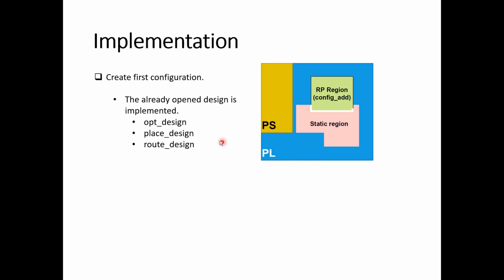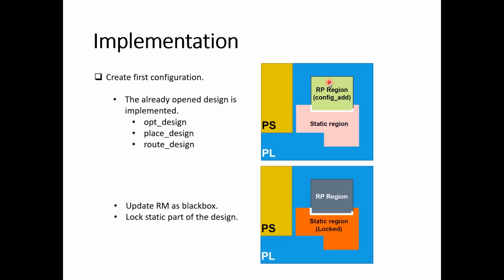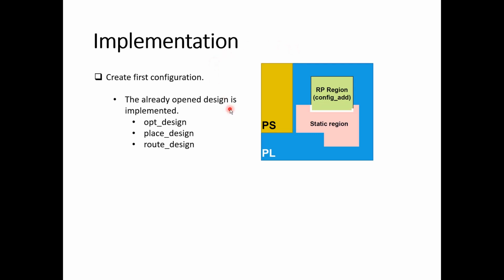So we have the synthesized design, and we will run the implementation. The implementation will optimize the design and place and route the design. But while placing and routing, it will make sure that the reconfigurable module, which we have the addition in here, will be placed and routed within this RP region that we had declared during the floor planning. Now after this is done, this concludes the implementation of our first configuration. Our first configuration is ready.